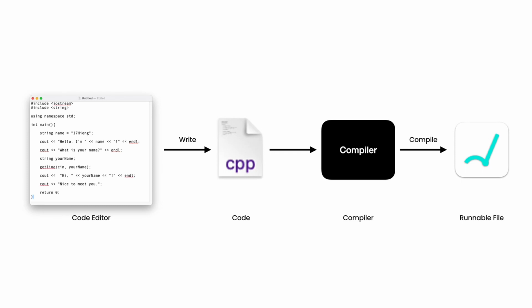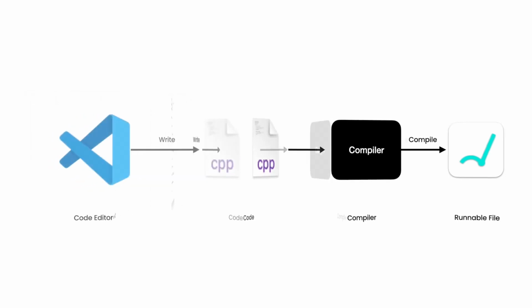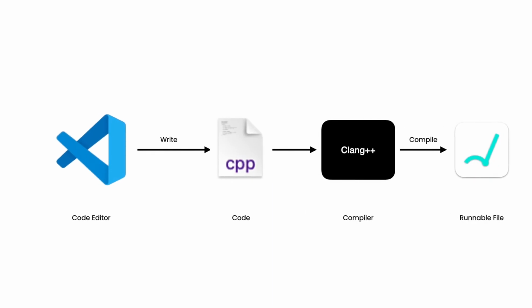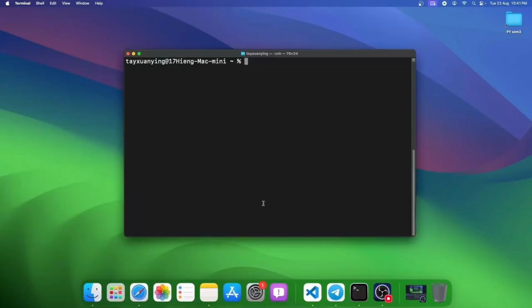The code editor is used to write our code and the compiler is used to compile our code into a runnable file. I will use Visual Studio Code as my code editor and clang as my compiler. First, we check whether clang is installed or not by using the clang --version command in terminal.